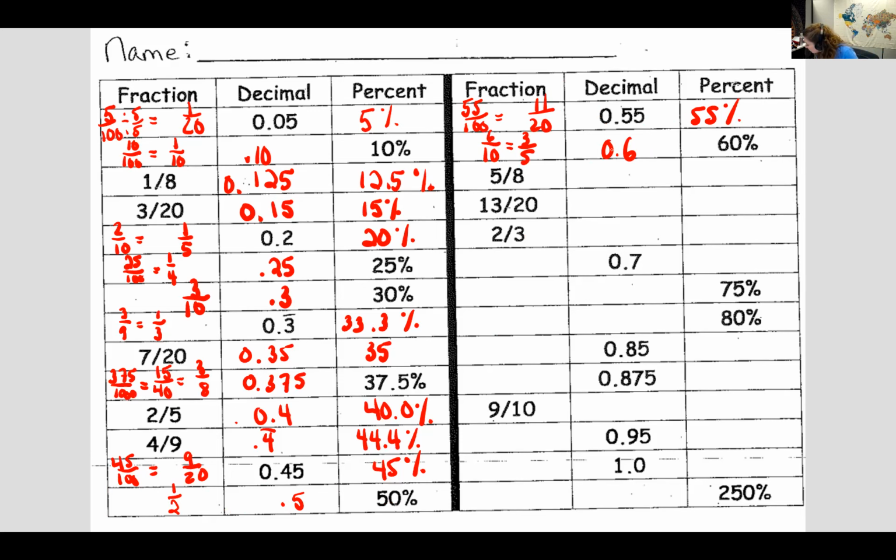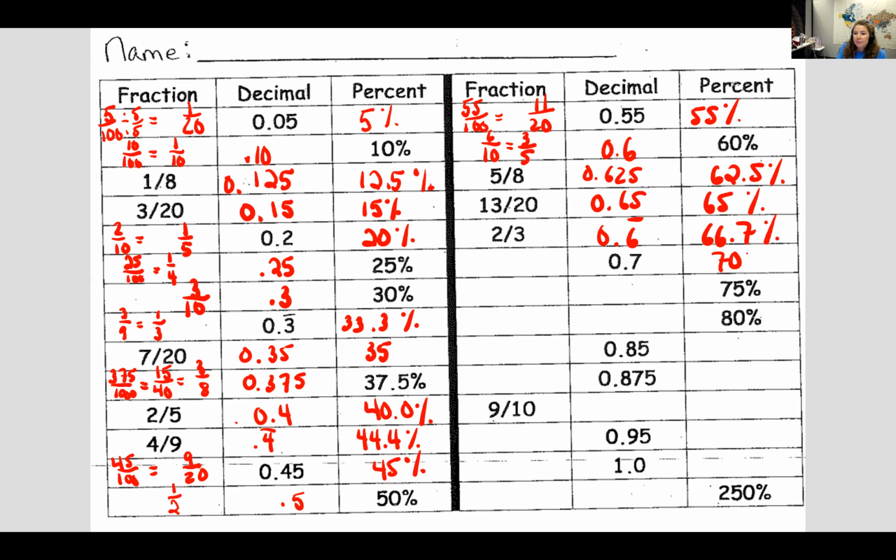5/8 is 0.625, or 625, which is 62.5%. 13 divided by 20 would be 0.65, which is 65%. 2/3 is a repeating 6, which is 66.7%.